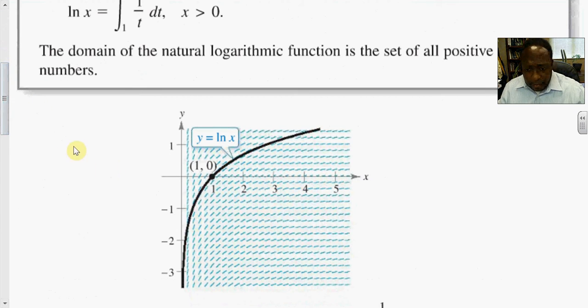The graph here of the natural log of x, you can see that the domain is positive. The domain goes from 0 to positive infinity. The range goes from negative infinity to positive infinity. This function is continuous on the open interval from 0 to positive infinity.